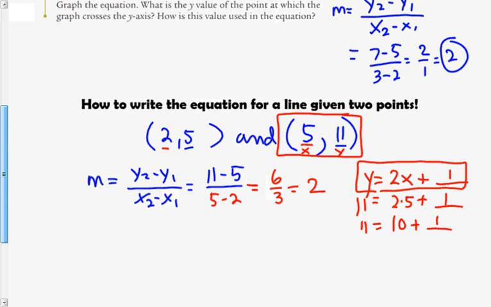The only other thing you're going to want to do is check that. So use this for x and this for y and just make sure it works. So y equals 2x plus 1. Substitute 2 for the x value. Add 1 and it should equal the y value, 5. And indeed 4 plus 1 is 5. So that's how you can find the equation if you're given 2 points and you want to know the equation of the line that goes through them.